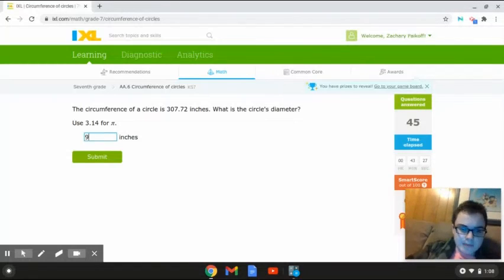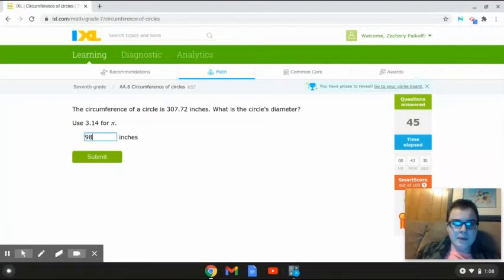Okay, so that will give us 98 inches. So the circle's diameter for this problem is 98 inches. And that is how to solve this problem.